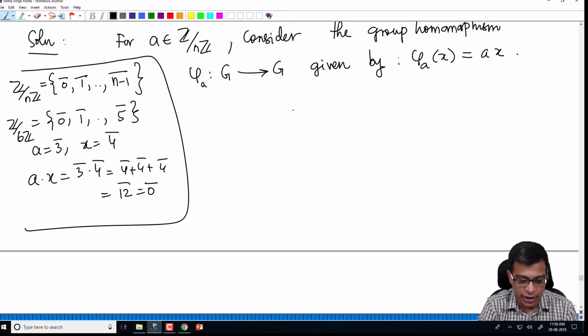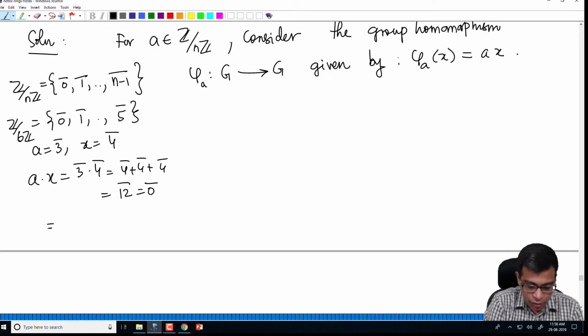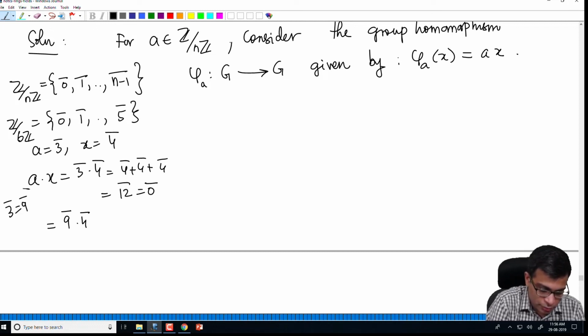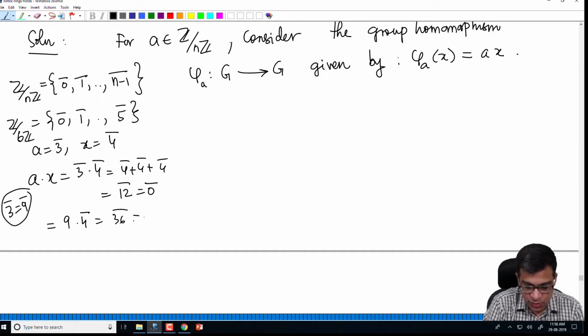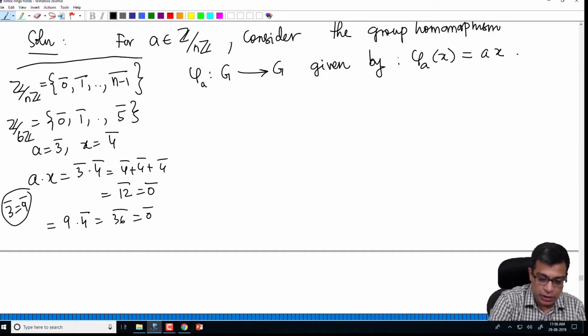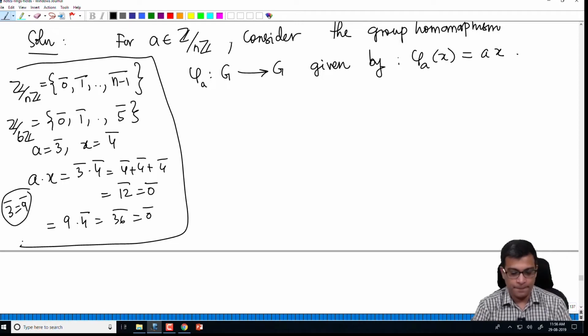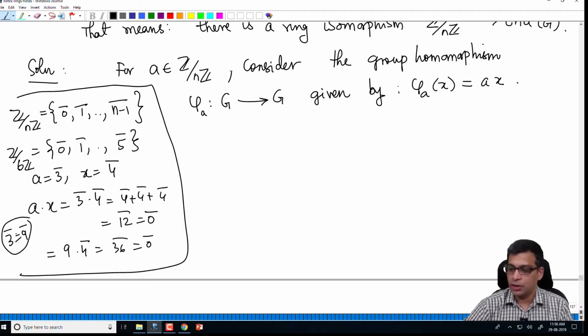For example, here you can take 3 bar, but 3 bar is also 9 bar, right? So 3 bar is equal to 9 bar. So I can also do 9 times 4 bar, which is 36 bar, which is 0 bar. Because we are going modulo n at the end, what integer I choose to represent A is irrelevant. I can choose any integer that represents A and multiply by that.